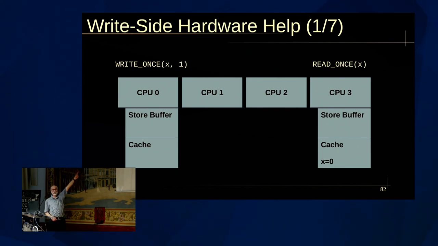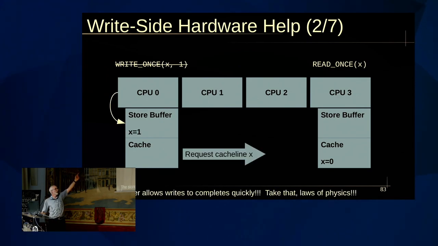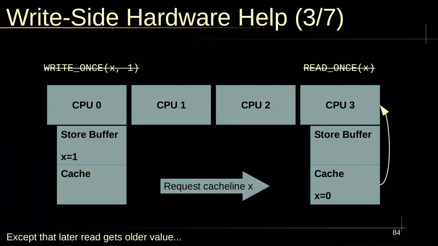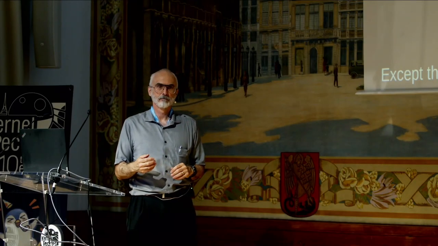We're going to have CPU 0 do its write first. It's not got the cache line, but it puts the value in the store buffer, and it requests the cache line. While that cache line is going over there, the other CPU, CPU 3, does a read. Now, that read happened after the write. If you took a really fast stopwatch, and you started when the write did, and you clicked it again when the read happened, where's your stopwatch? On the left or the right-hand side?